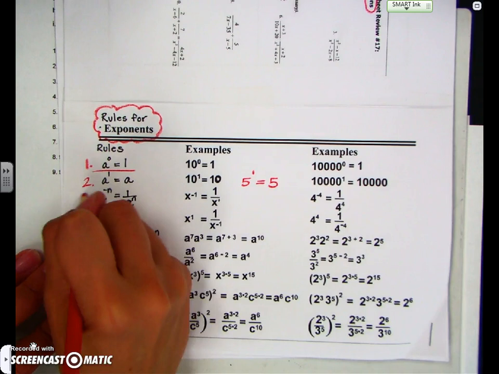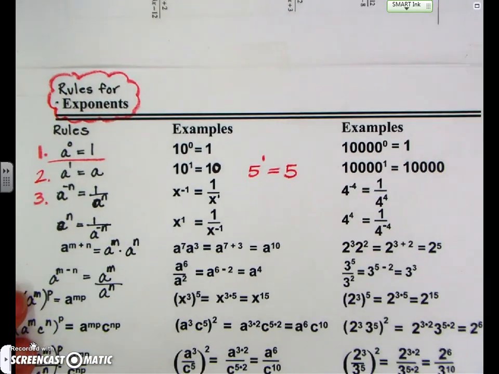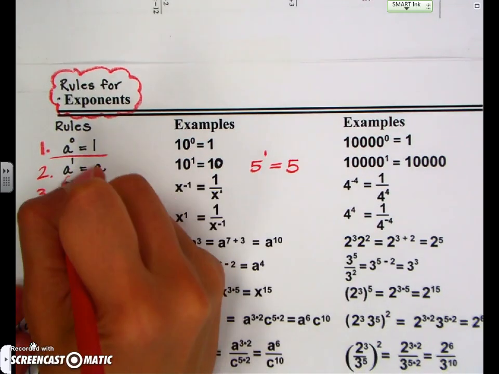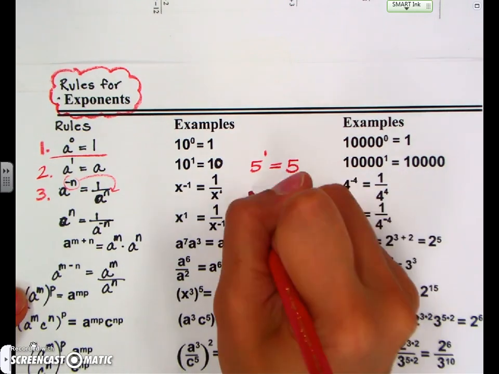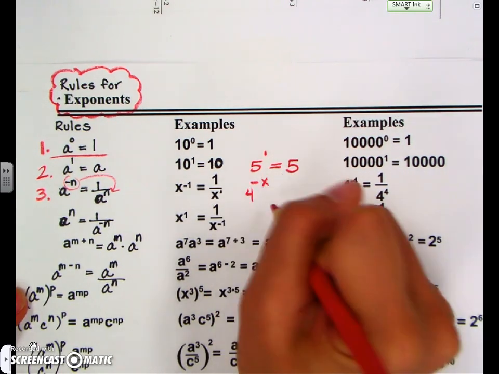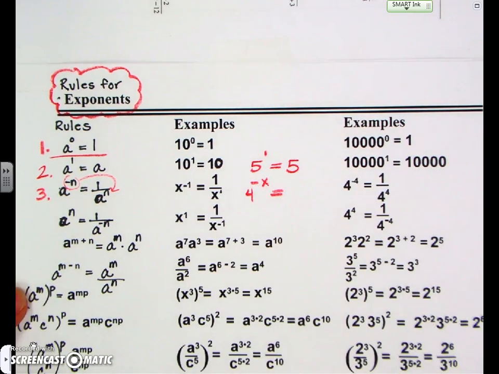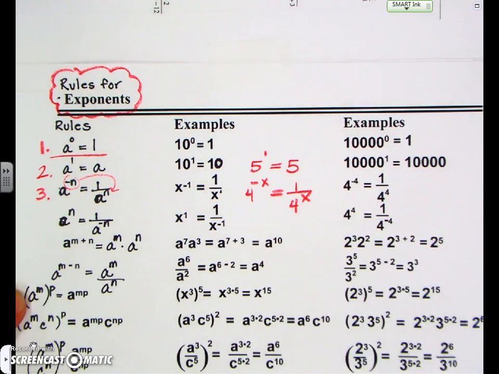Rule number 3, if you have a to the negative n, we never want negative exponents, so you want to get rid of it by bringing it down to the bottom. So for example, if I told you 4 to the negative x, what would that turn into? 1 over 4 to the power of x. Okay, you want to get rid of your negative exponents.